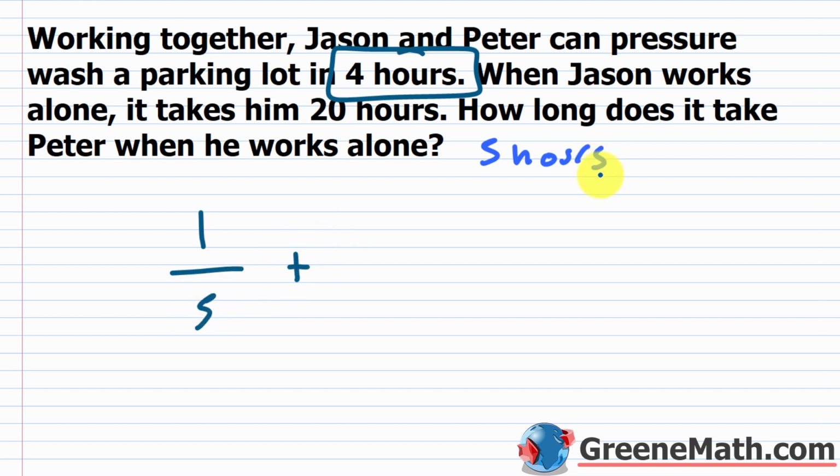Then plus, we know now for Peter, it takes him 5 hours when he works alone. So in an hour, he's done 1/5 of the job. Again, they're doing this for 4 hours when they work together. So this is 4/5. So you take Jason's contribution, he's going to do 1/5 of the job, plus Peter's contribution, he's going to do 4/5 of the job, and that's going to be 1 completed job. So this answer is correct here. It's going to take Peter 5 hours when he works alone.